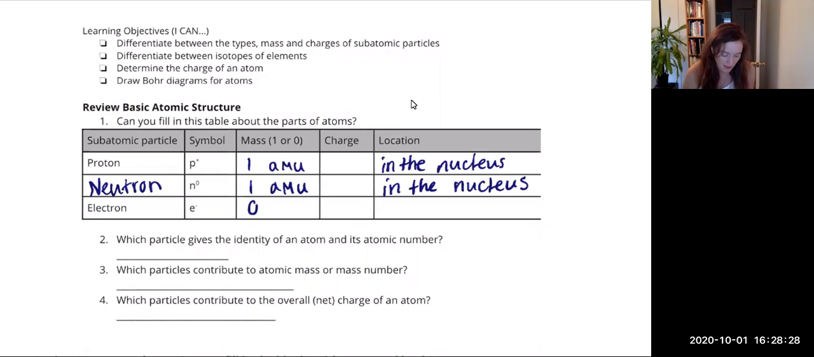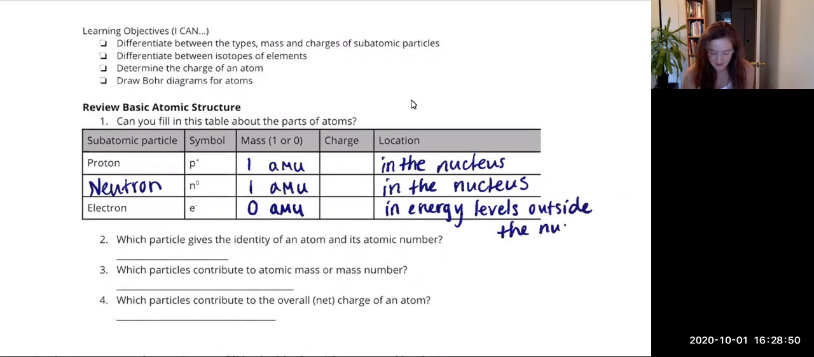Electrons are so tiny, we say they have feasibly no mass. They're a mass of 0. And they are located in energy levels, in orbitals, in rings, in an electron cloud, somewhere outside the nucleus. Okay, so those are the ones that are not in the center. As far as charges go, neutrons are neutral or no charge. I'm gonna put a 0. You can write no. Protons are positively charged, and electrons are negatively charged.